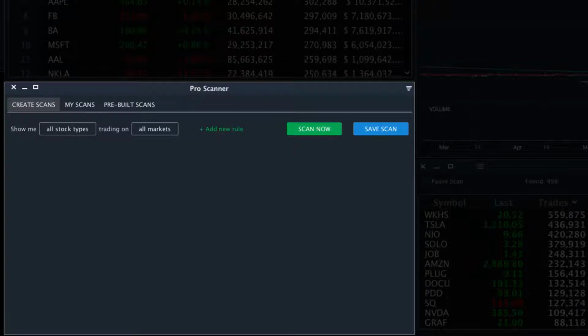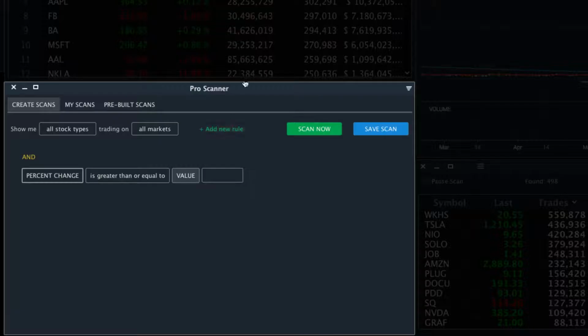First, we can see that the stock is green on the day. So I'll add a new rule for the percent change. And this particular stock's up 50% on the day. But if we add 50% to our scan, we're only going to find a few stocks. Let's look for stocks that are up 5% or more on the day. Now, this scan, as is, will show us any stock that's up 5% on the day.